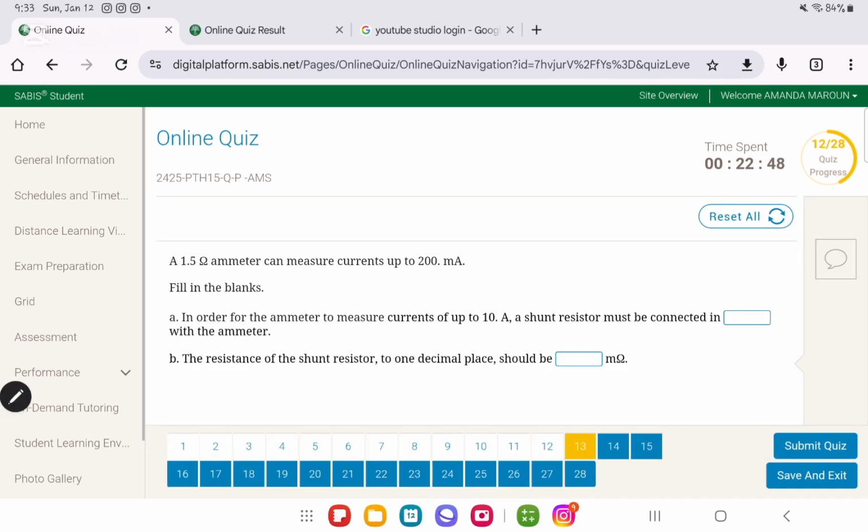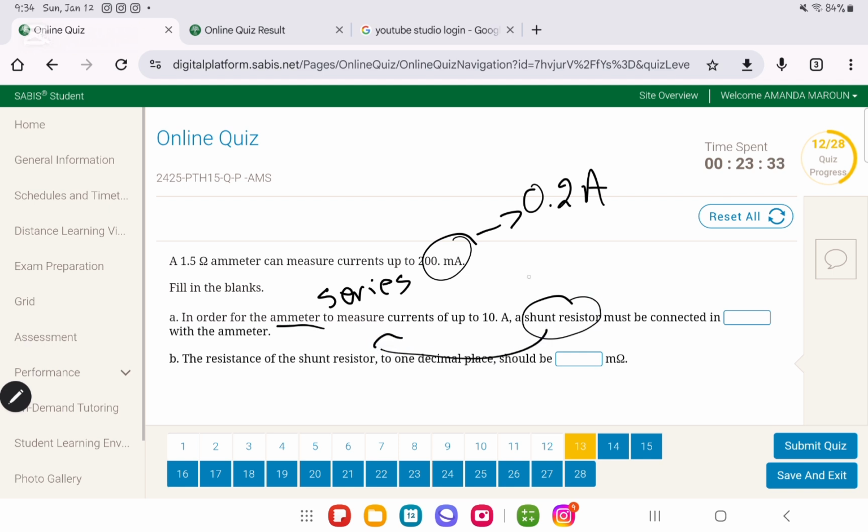This question is really nice, but it is a bit difficult. So let us explain. A 1.5 ohm ammeter can measure currents up to 200 milliamperes. Let us change this to amperes. This becomes 0.2 amperes. First of all, an ammeter, whenever it is used to measure the current, is placed in series. So definitely a shunt resistor has to be in the opposite manner. That means the shunt resistor will be put in parallel. So over here, our answer is parallel.